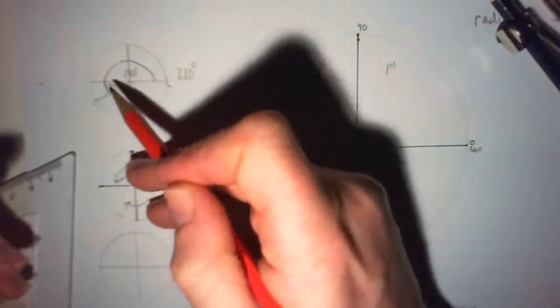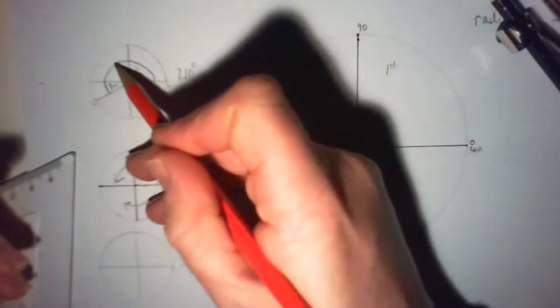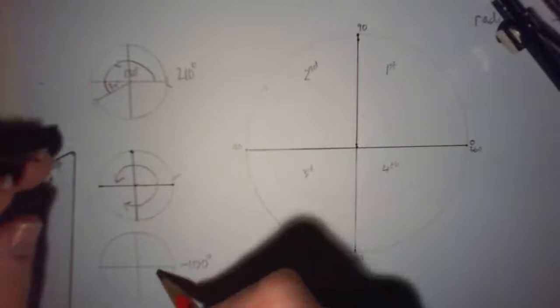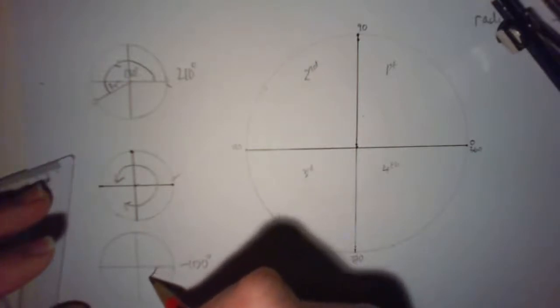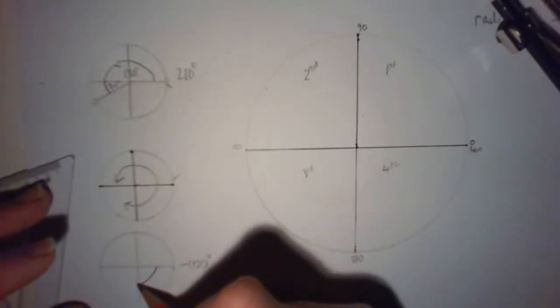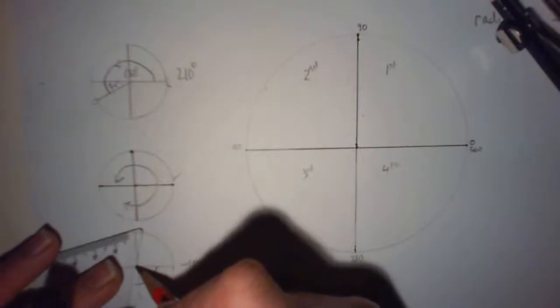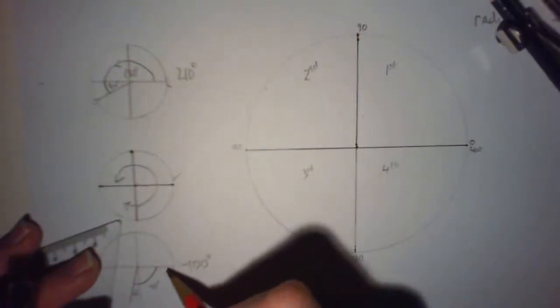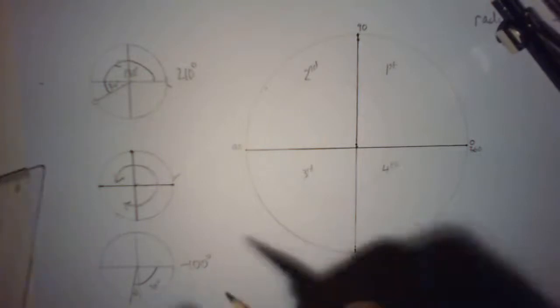It's anti-clockwise because it's positive. If I want to go to minus 100, then there's 90 and there's 10 more. That's 10 degrees and 90 degrees, there's 100 degrees, but you're going backwards.